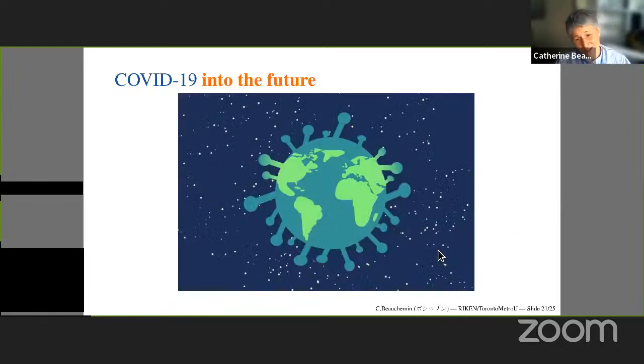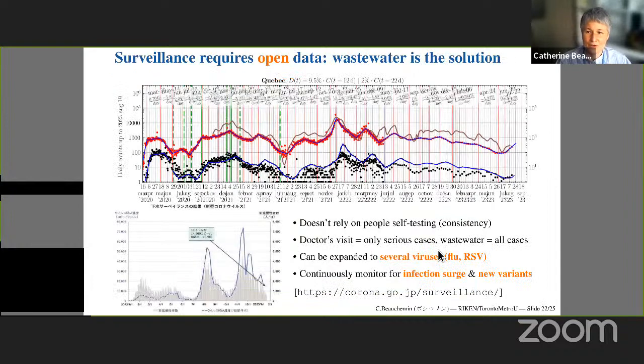So what is COVID into the future? So one thing that we should be doing is surveillance. And surveillance requires open data. And the reason why we want surveillance is we want to be able to know in advance what strains are on the horizon, and we want to have an accurate sense of how busy the healthcare system will become and whether measures should be taken.